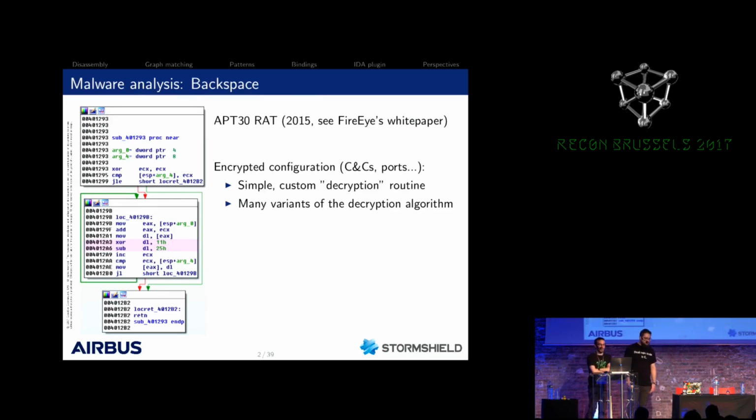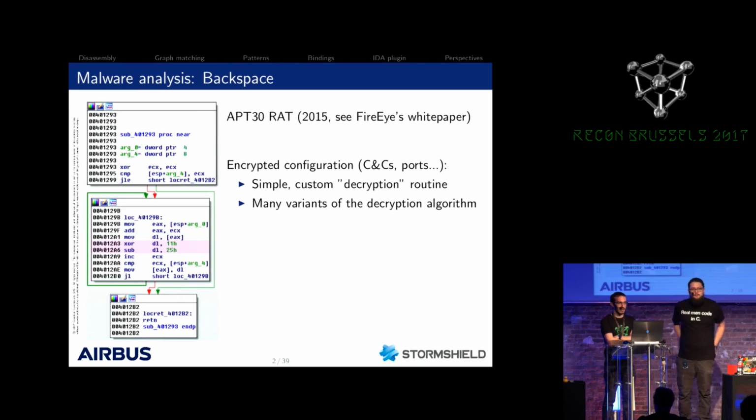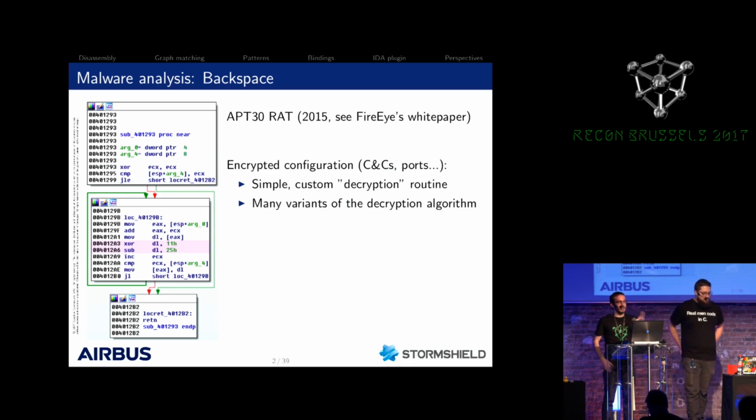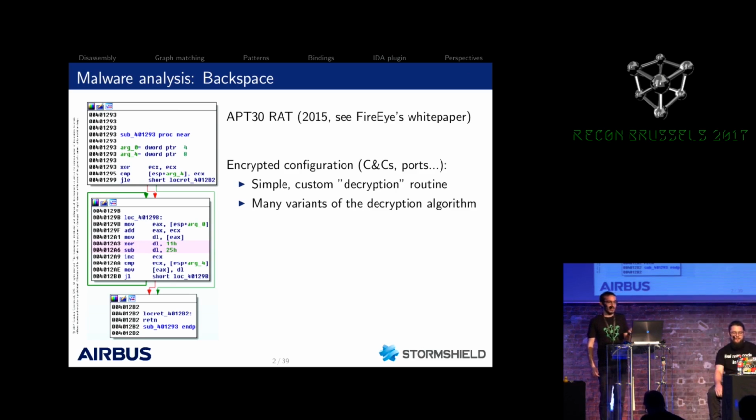So through our presentation, we will talk about a malware sample, which is Backspace. Actually, that's more like a malware family. It was first seen in 2015, and it's a RAT. So what we find in Backspace is small decryption functions that will decrypt encrypted configuration variables, such as CNCs, ports, or registry entries.